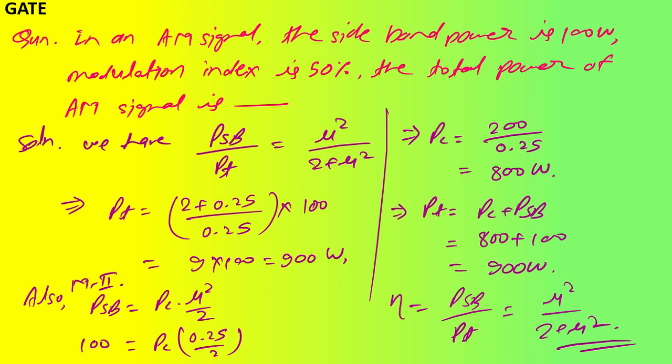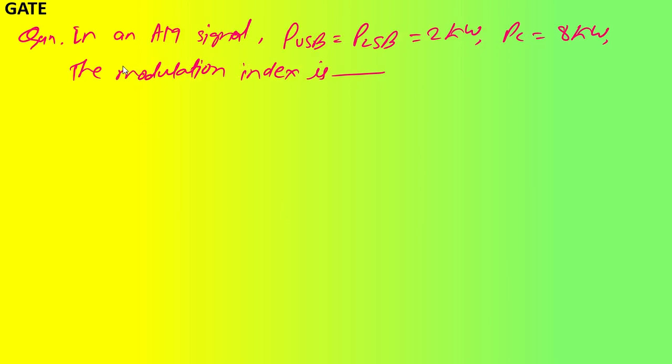Let's move to next question. In an AM signal, we have been given upper sideband power P USB and a lower sideband power P LSB. Okay, that is 2 kilowatt. The carrier power is given as 8 kilowatt. The modulation index is? So P USB and P LSB are given, and we have to find out what is my modulation index.